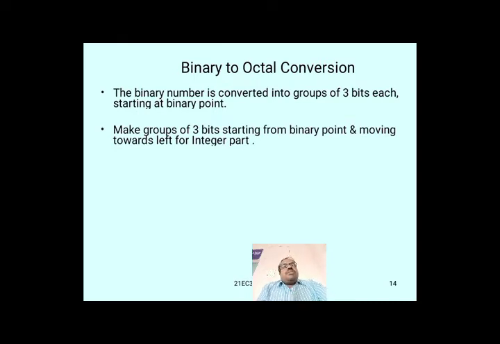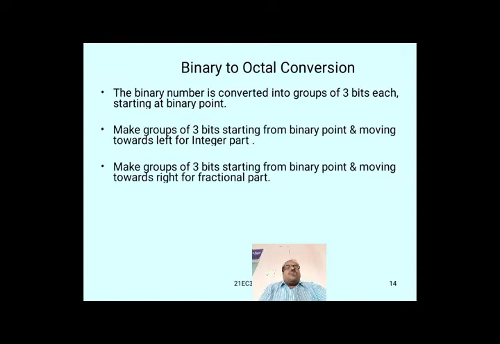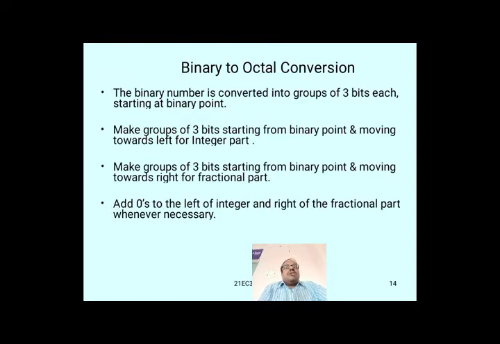Make groups of 3 bits starting from the binary point and moving towards the left for the integer part. Make groups of 3 bits starting from the binary point and moving towards the right for the fractional part. If necessary, add zeros to the left of the integer part and to the right of the fractional part. If you have any lack of values, we can add zeros on the left in the integer part and zeros on the right in the fractional part wherever necessary.